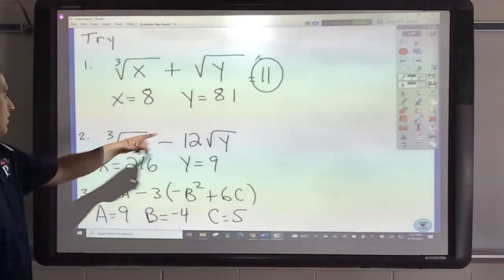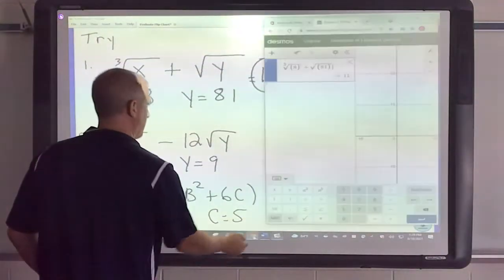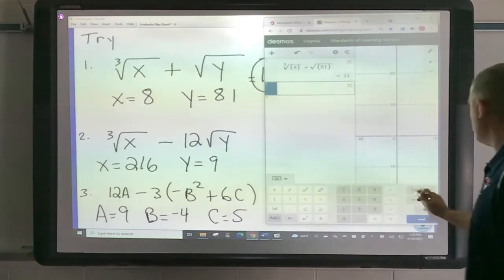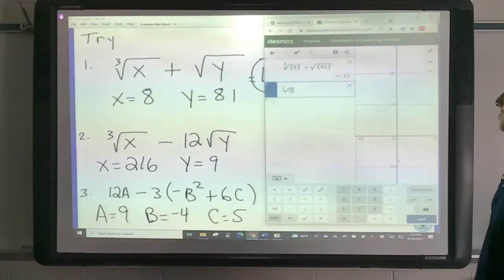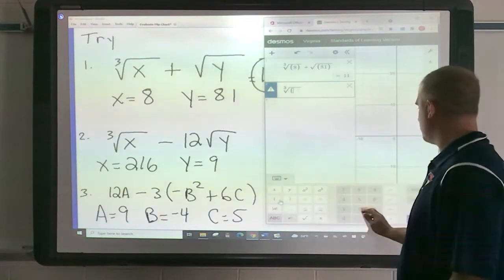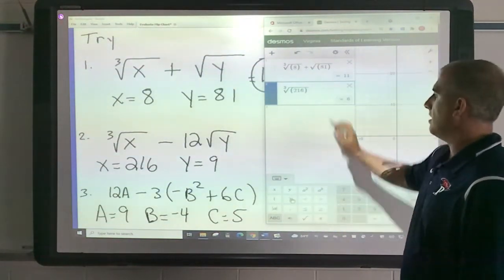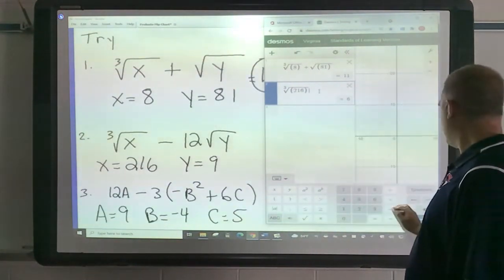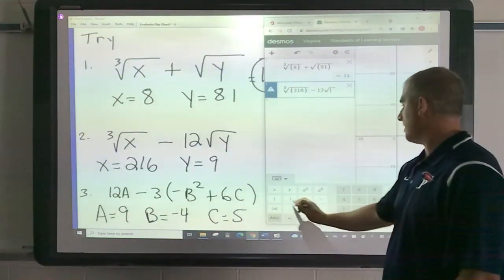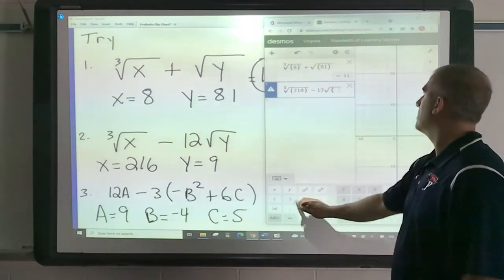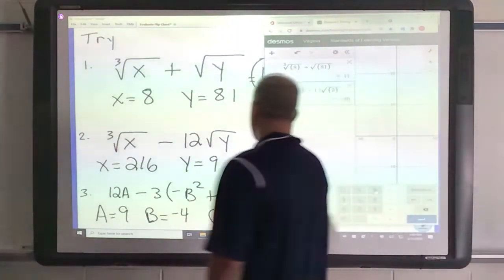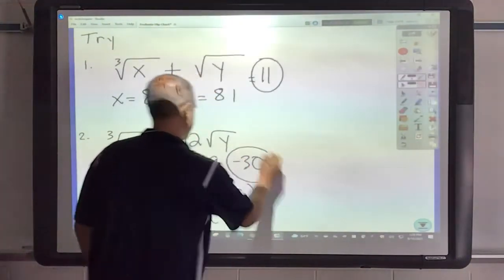Okay, I got a cube root now with a minus with a 12 in front of the square root. So I go functions, miscellaneous, cube root, 3. Inside I put parentheses, 216. Over here, minus 12, square root. Inside I'm going to put 9. Oops, I forgot to type my number. 9. And that gives me negative 30 as my answer.